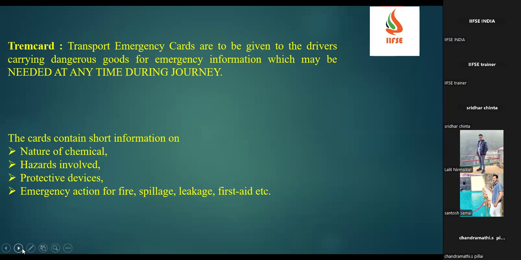And TREM card. This is also one of the keywords which is very useful, especially during transportation of chemicals from one place to another. A transport emergency card, which is also called a TREM card, is given to drivers carrying dangerous goods for emergency information, which may be needed at any time during the journey.